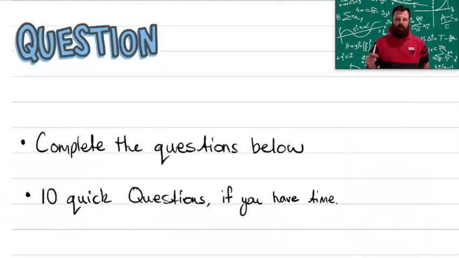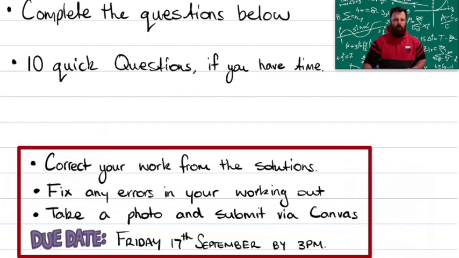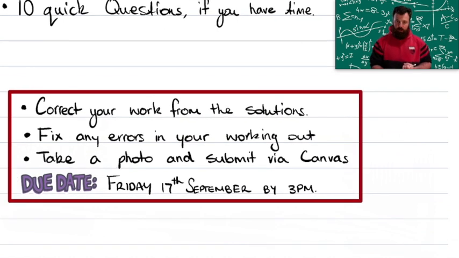All right, year 9. The work for this last lesson is the questions below in this worksheet. Again, if you have time at the end of the lesson, complete the 10 quick questions. And as always, make sure you correct your work from the solutions given. Show all your working out, and if you made a mistake, go back into your working out, fix up those errors, rewrite it again correctly, take a photo, upload it to Canvas, and get that all done by 3 p.m. Friday.